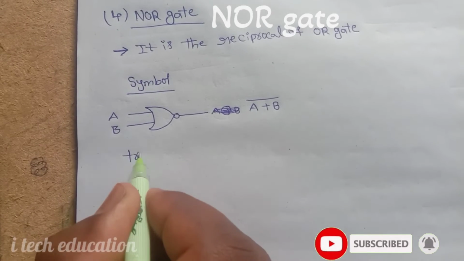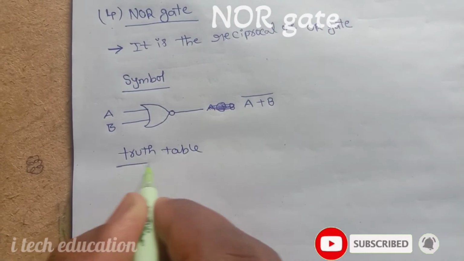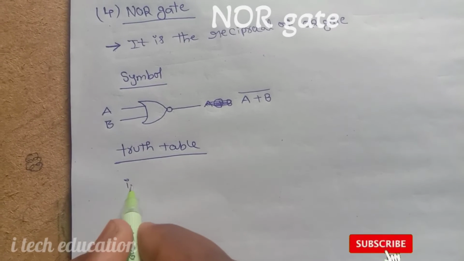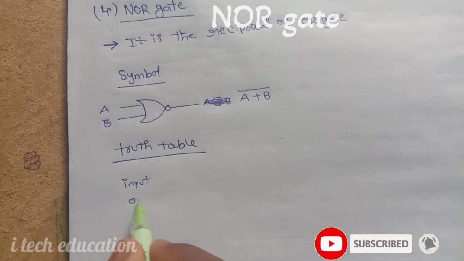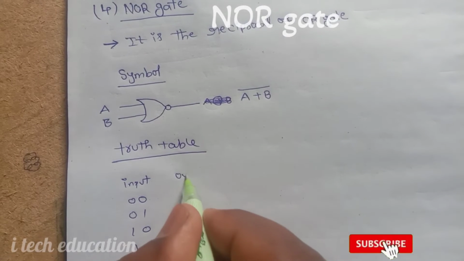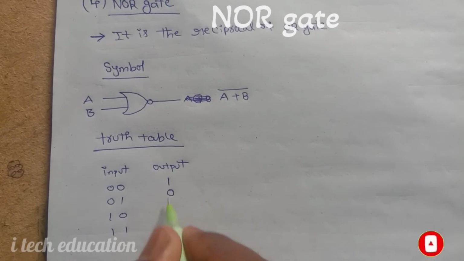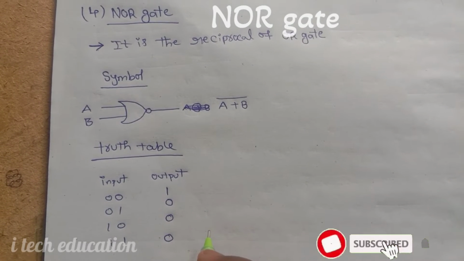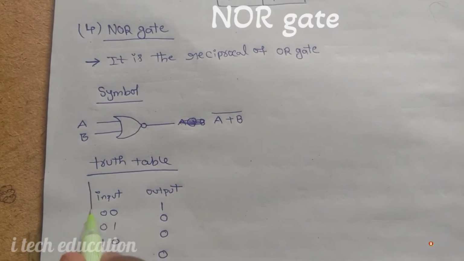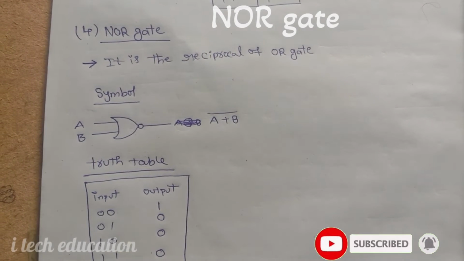The truth table of NOR gate is: it has 4 inputs like 0 0, 0 1, 1 0 and 1 1. The output may be 1 0 0 0 because NOR gate is reciprocal of OR gate. So this is the truth table of NOR gate.